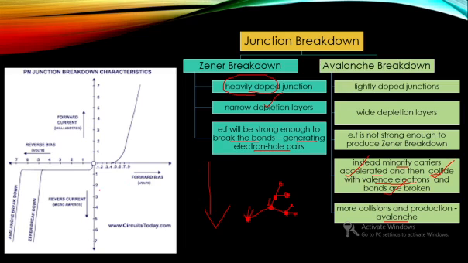Okay, so that is shown here, the Zener breakdown and avalanche breakdown, and you can see that the Zener breakdown happens at lesser voltage, while avalanche breakdown requires more voltage to accelerate the minority charge carriers, and hence to break the bond. Okay, so this is what we have studied.